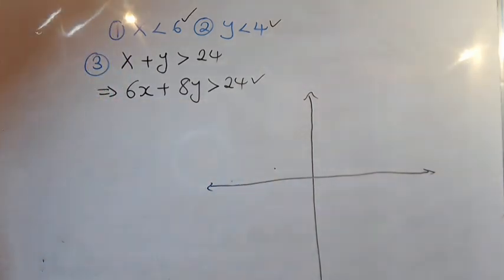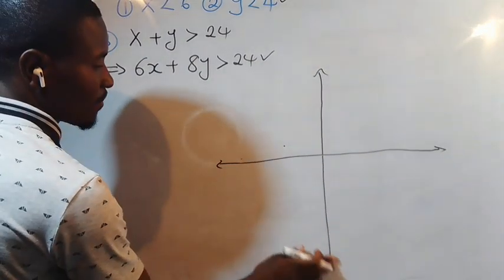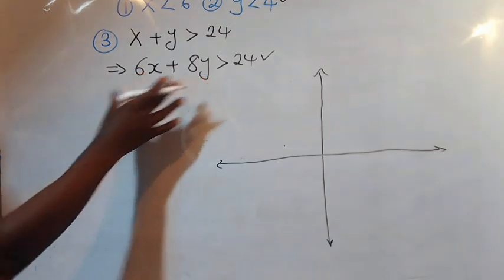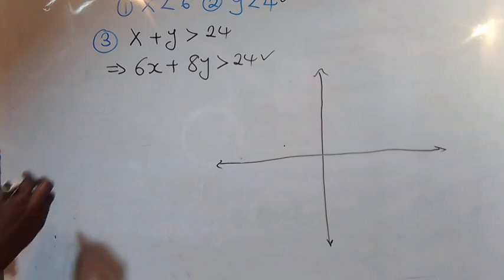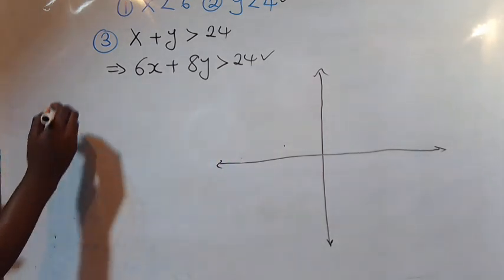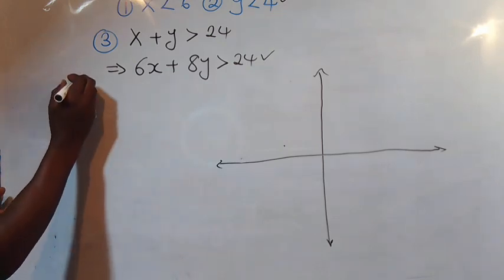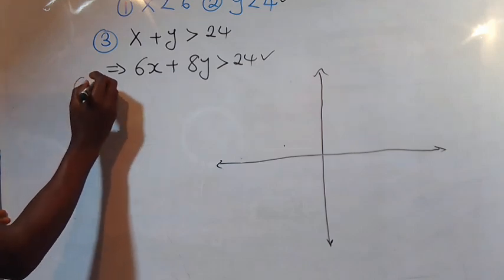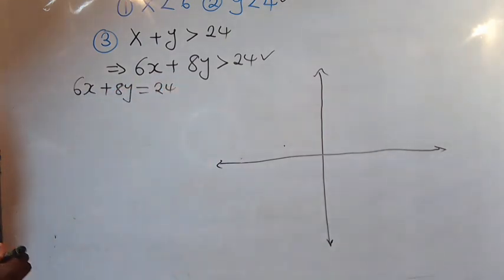Now remember that for this graph to be properly drawn, it is not possible to just graph this one directly. We know how we tackle this from the previous video. First of all, you have to come up with the coordinates, the points. So you are going to convert this inequality to an equation. It is going to be 6x plus 8y is equal to 24.